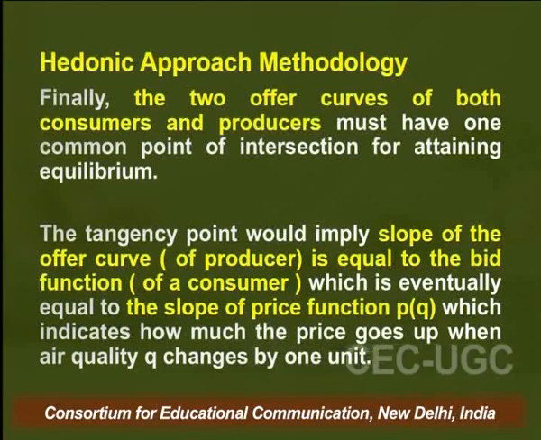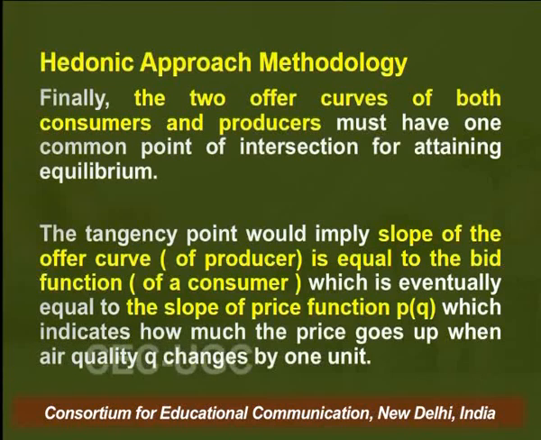So what are we doing? We are actually deriving the equilibrium for the houses, because we do not have an air quality market. That is why we are using the complementary market, which is the house. House is a complementary market. So with the help of the attributes, we are deriving the demand for the house.